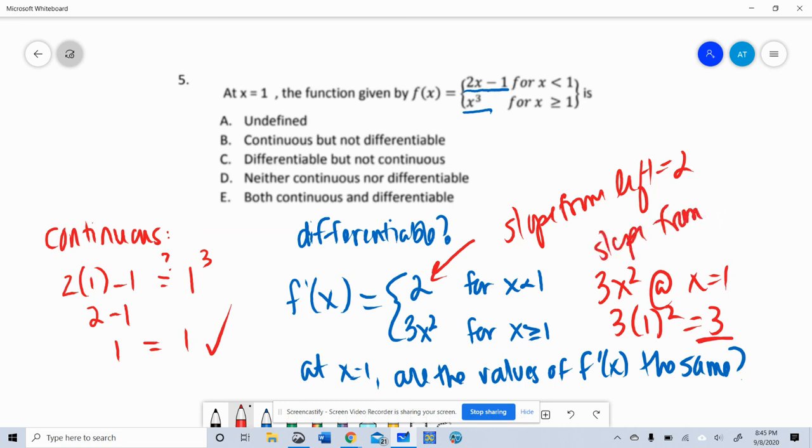Whoops, can't spell from the right. And so we would say this function is not differentiable. It is continuous, but not differentiable.